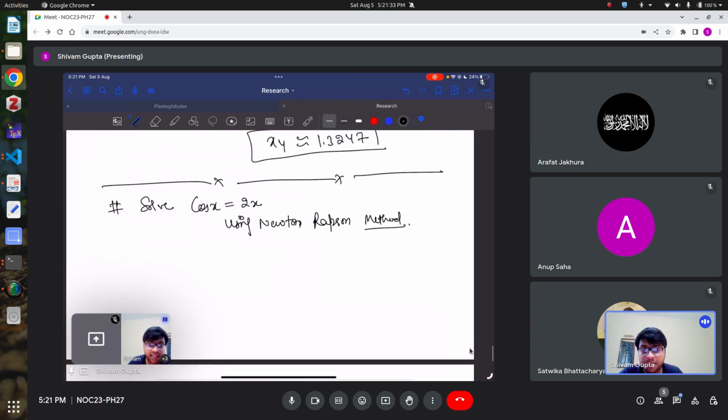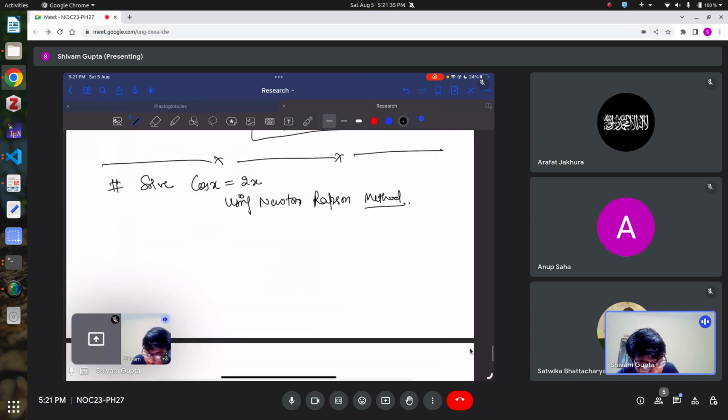Can anyone tell me what should be the iteration formula here? Anyone?